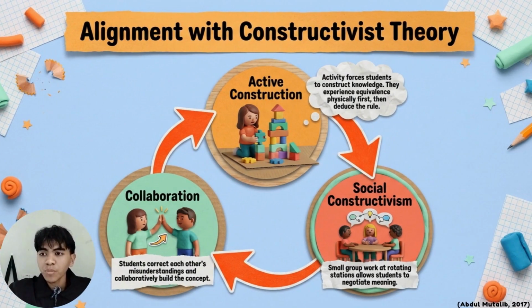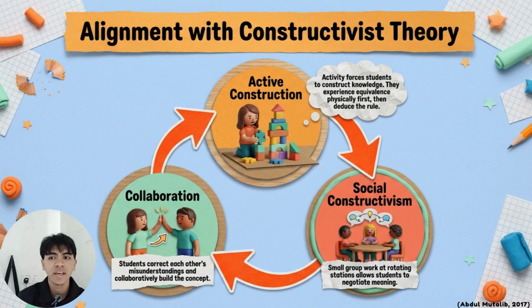To conclude our pedagogical justification, I would like to explain how this activity aligns with constructivist theory. In a traditional classroom, the teacher might simply stand in front and give a shortcut. For example, to find an equivalent fraction, just multiply the numerator and denominator by the same number. And students may copy the method, but they might not truly understand why it works. This is what we call a more passive spoon-feeding approach. However, our activity moves away from that method. Instead of directly giving the formula, we allow students to construct the knowledge by themselves.